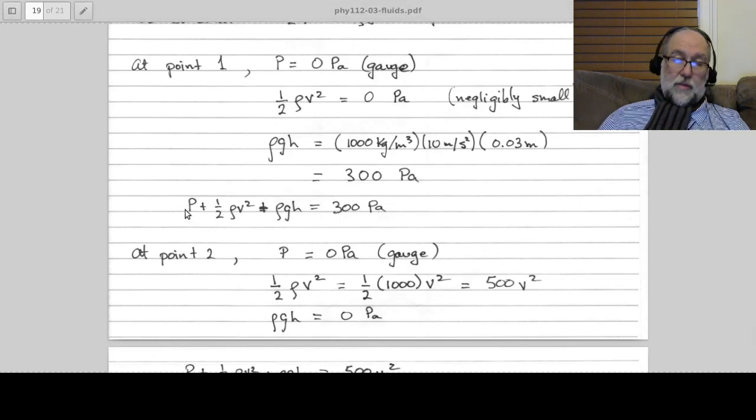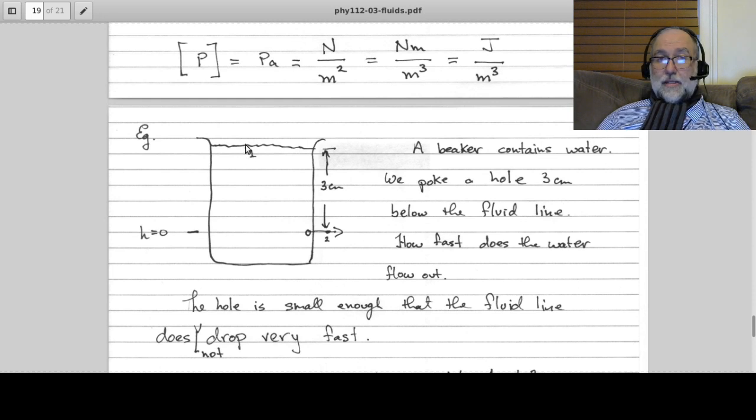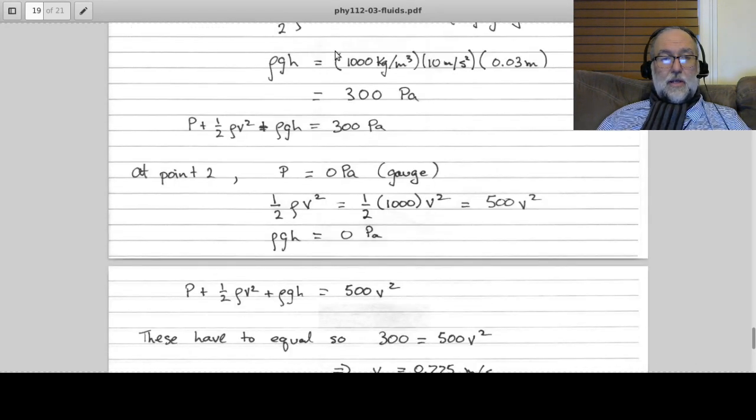So the pressure is zero, because we're at atmospheric pressure, gauge. 1/2 rho v squared, the fluid's not moving there, so zero. And rho gh is 3 centimeters above our h equals zero, so that gives us 300 pascals. What does that mean? We calculated it right there, but anywhere in this fluid, even into the stream, and even as the stream drops, anywhere inside that laminar flow, the energy density is 300 pascals. Kind of neat. All right, now let's look at point number two.